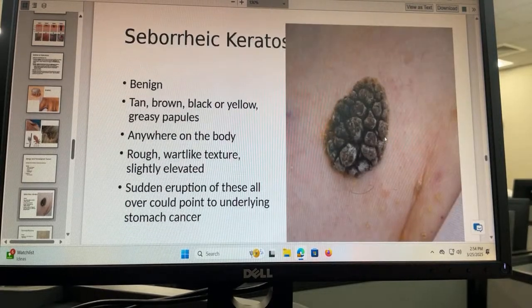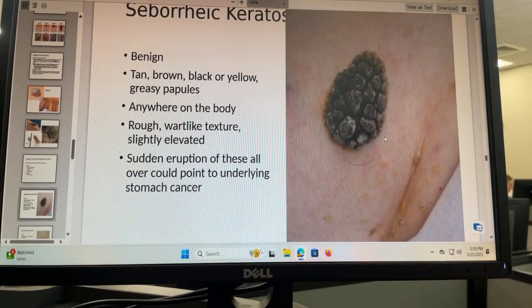All right, so the first one, seborrheic keratosis. This can be different colors: tan, brown, black, yellow. They're kind of like these papules, which means they're elevated and raised. They can pop up anywhere on the body. They're rough and have a kind of wart-like texture.